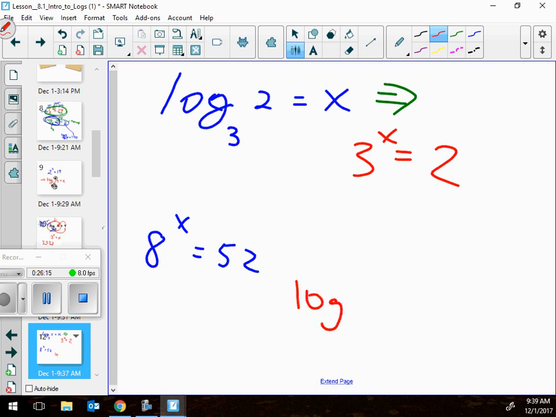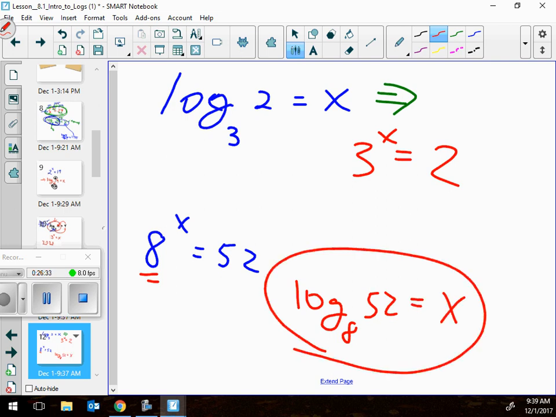Log, and then think of it, if you know how to say it, you should be saying log base. That reminds you, oh, it's a base that I need, and that's a base, and then it's log base 8. And then if you just remember, it doesn't go in order. It's not x next, it's 52 next, equals x. There you go. There's a lot more to learn, but if you don't have that part down, then you didn't really learn anything today. That's the most important thing, okay?